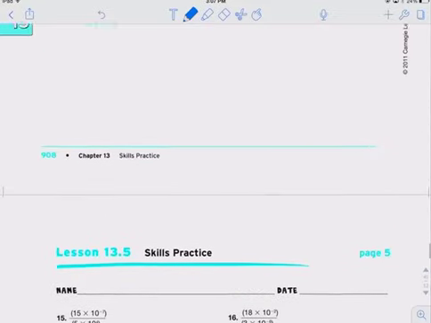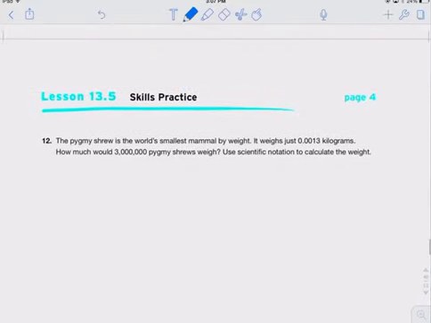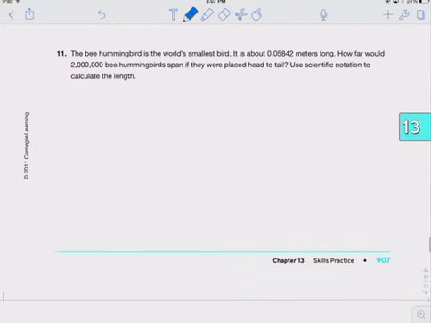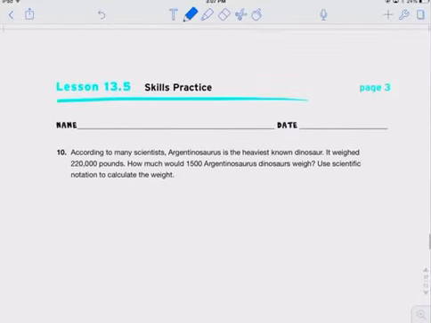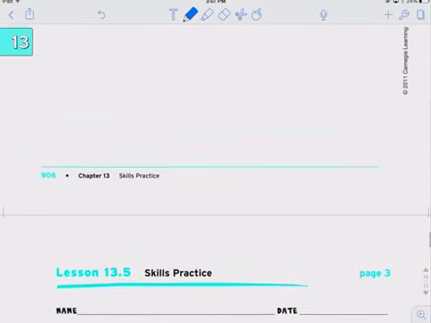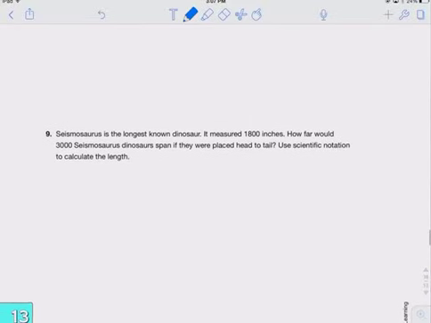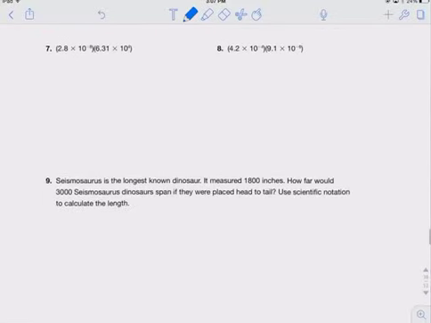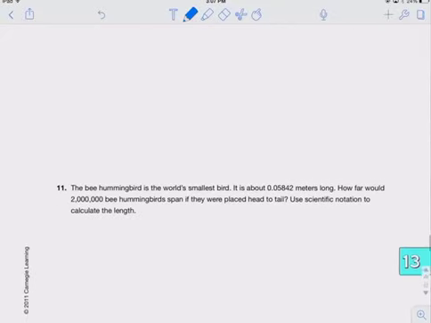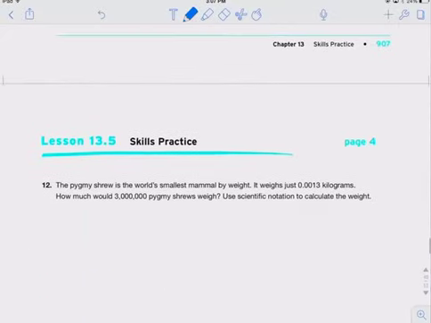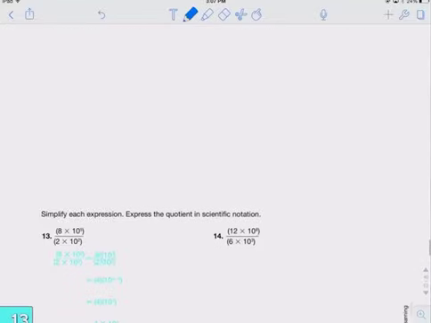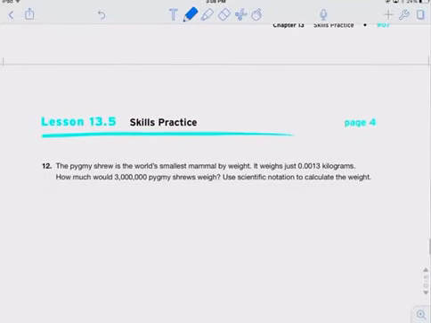Okay, they only gave you one word problem. Okay, number 12, number 11, make sure number 10, number 9, that you know how to do these, because that's the one that's going to be on the test. Do you want me to do one of those with you? Like number 12? Okay, number 12. You guys got number 12.